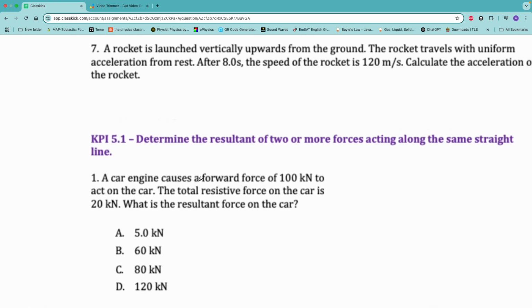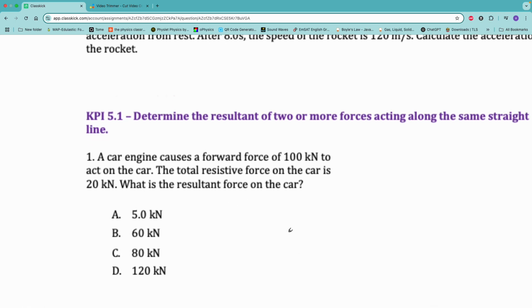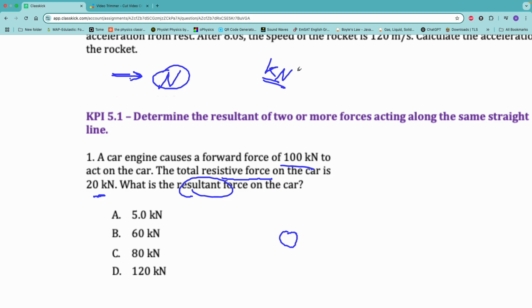Anyways, a car engine causes a forward force of 100 kilonewton to act on the car. The total resistive force is 20 kilonewton. What is the resultant force? Obviously, the unit of force is kilonewton. Mainly, our SI unit, the standard unit, is Newton. If it's given as kilonewton, you keep it as it is, or you might convert it. But here all options are in kilonewton, so we're going to keep it as kilonewton.